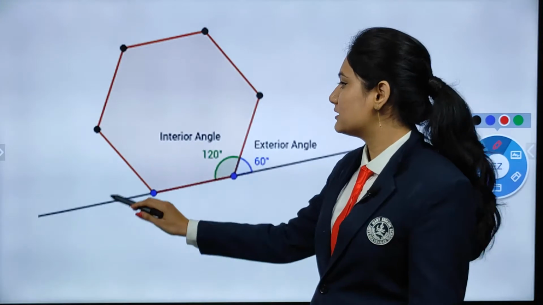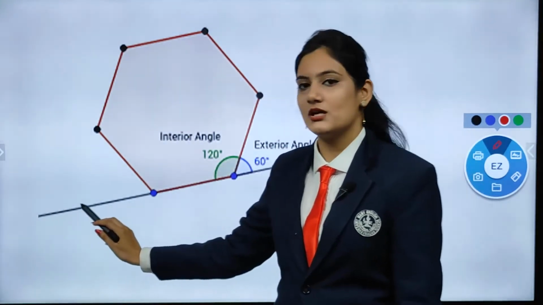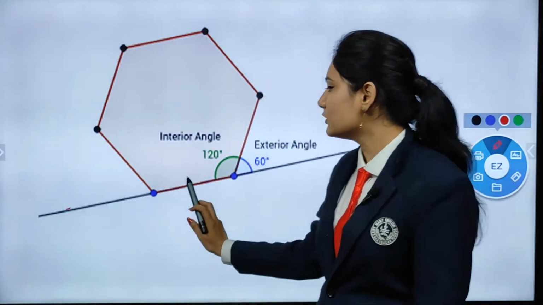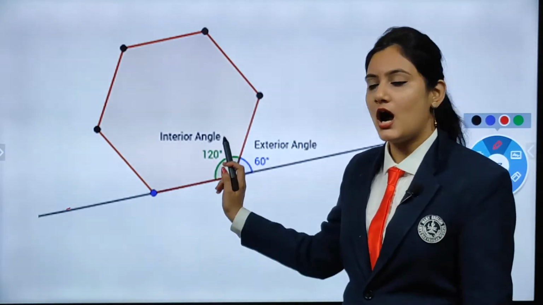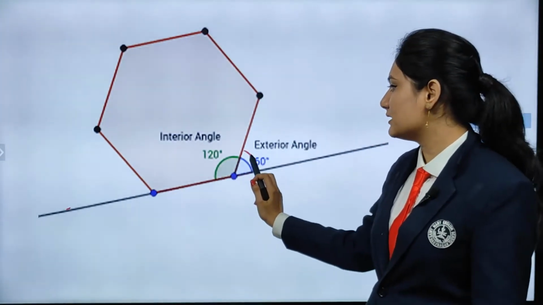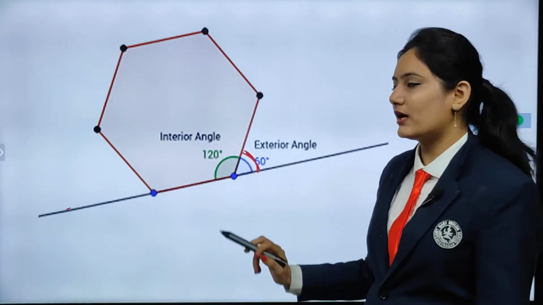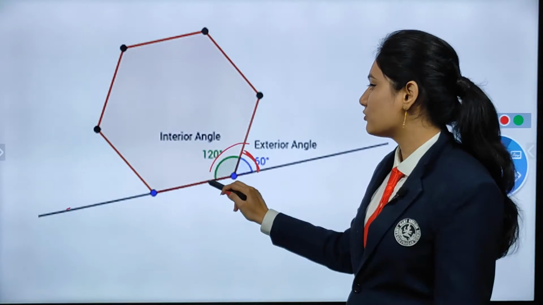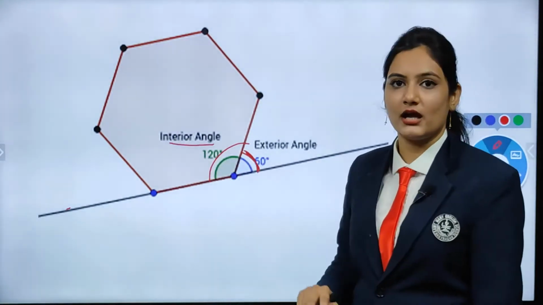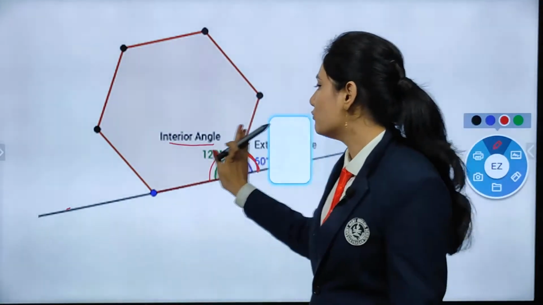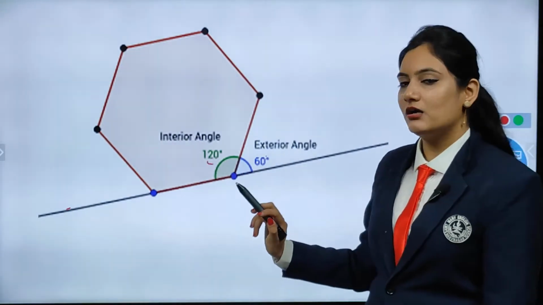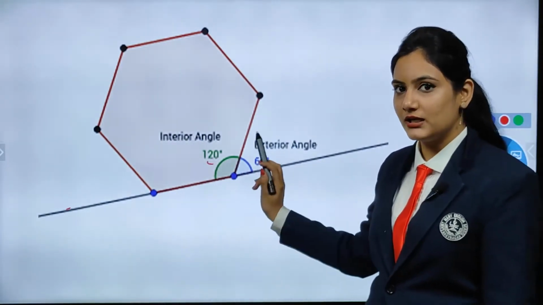Now with the help of the shape, I will make you understand about exterior and interior angle. Now see, this is a shape, a straight line when we are drawing from one side extending to the left and right. The outside angle which you can see, that is the exterior angle. The inside angle which you can see is the interior angle. So if you want to find the exterior angle here, how can you find it? It is forming a linear pair.